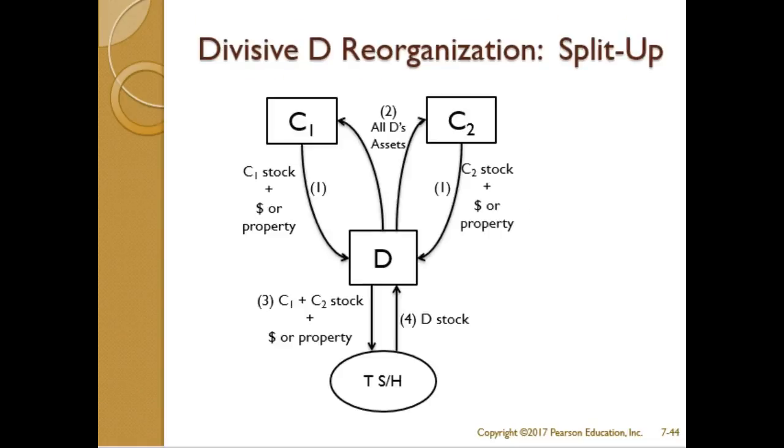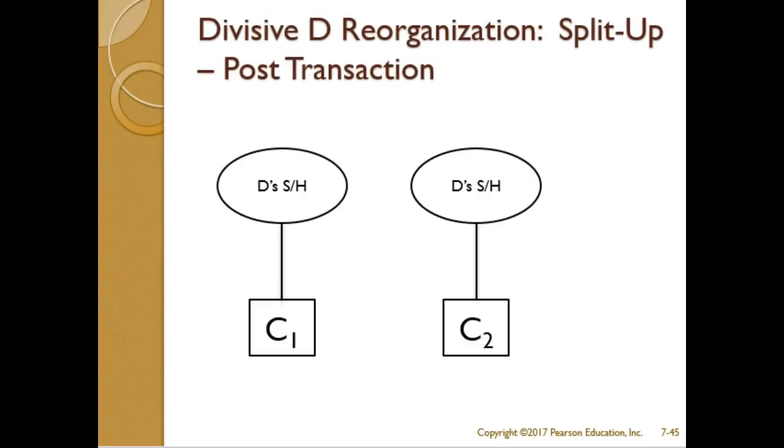Here's a split up. So we have two different corporations that are splitting off of D, right? And then the target corporation redeems all of the stock. So there's two different corporations and the shareholders have stock in both corporations. Okay.